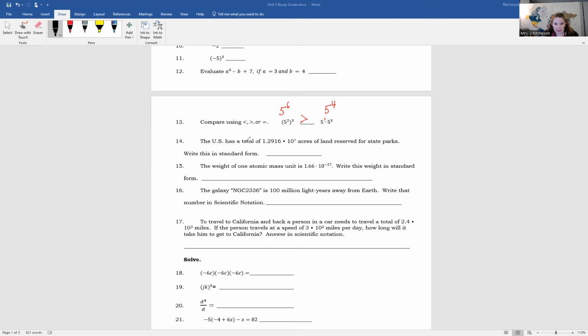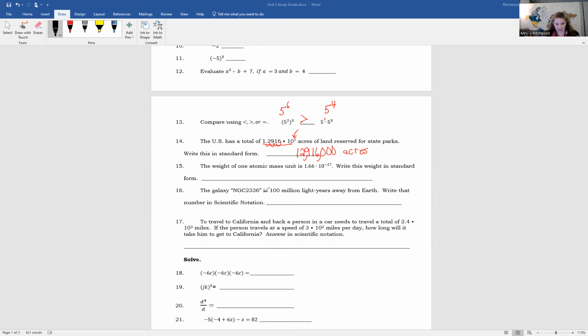Number 14, the U.S. has a total of this many acres of land. What is this in standard form? So basically, this is a big old number, right? Big number because this is a positive 7. So we're moving our decimal 7 places to the right. So we'd move it 1, 2, 3, 4, 5, 6, 7. So 12,916,000 acres of land.